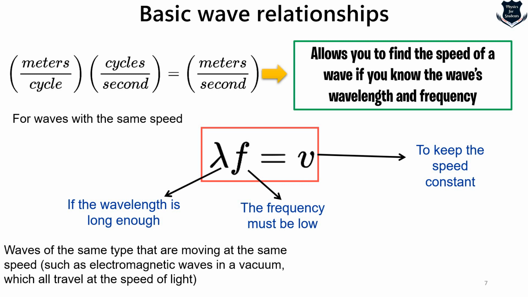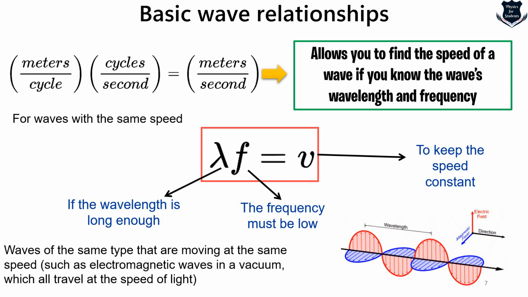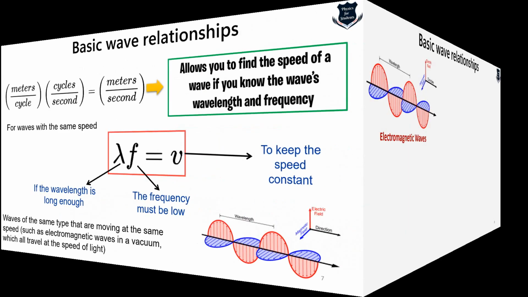This means that as long as the wave speed v is constant, waves with longer wavelength, that is large lambda, must have lower frequency. Likewise for waves with the same speed, if the wavelength is short, small lambda, the frequency must be very high, that is f. So as you can see here, these are electromagnetic waves, waves of the same type that are moving at the same speed.